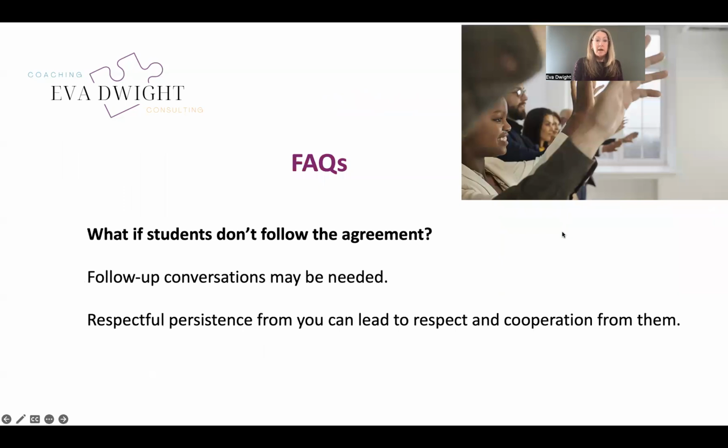A lot of times I have teachers ask, well, what if students don't follow the agreement? Well, the truth is follow-up conversations may be needed. And truthfully, I expect you've probably had the experience of having a problem, thinking you found a solution, trying your solution, and saying, oh, that didn't work, I've got to try something else. So you go back to the drawing board and think of other possibilities. And that's what we're going to do with kids. So respectful persistence with you as you follow through can lead to respect and cooperation from them.